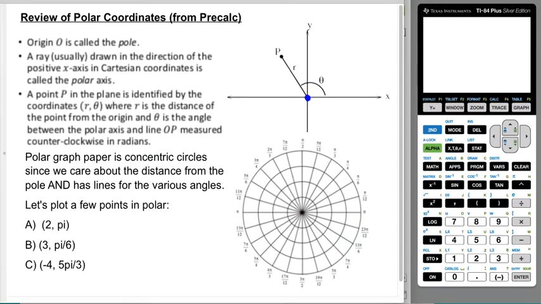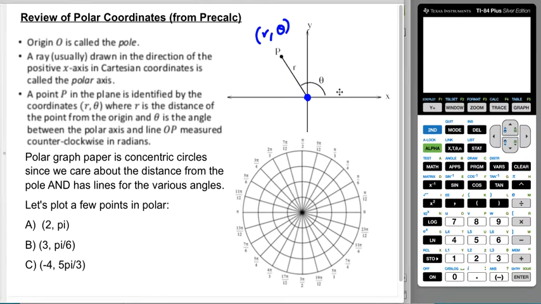So a review from pre-calc about polar coordinates. A point in polar is written as r comma theta, right? So r is the directed distance. They just wrote regular distance here, but technically it does have a direction. So r is the directed distance from the pole, or the origin, right? This is called the pole in polar, but it's the same spot as the origin, to P, whatever point P is.